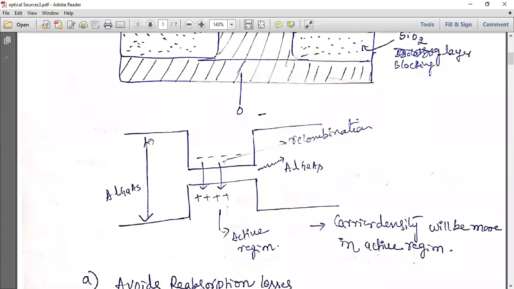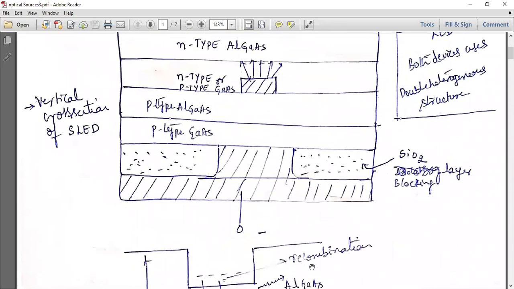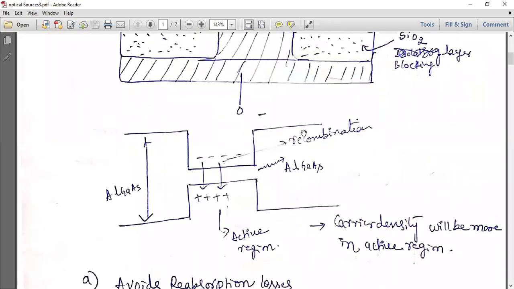The double heterojunction: this is one single heterojunction, this is one single heterojunction. At these two layers, the band gap energy will be more. In the active layer, the band gap energy will be less. Once the band gap is less, it gives a chance for your electrons and holes to recombine very quickly, as they have to jump a lesser energy, and they generate photons.